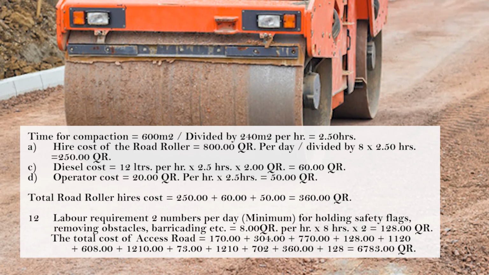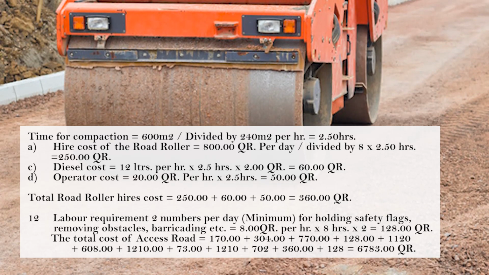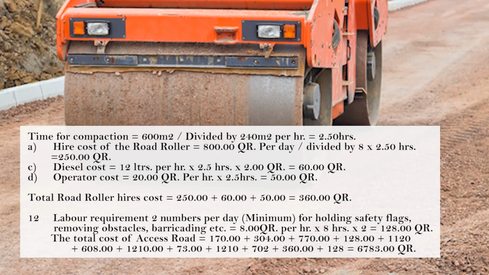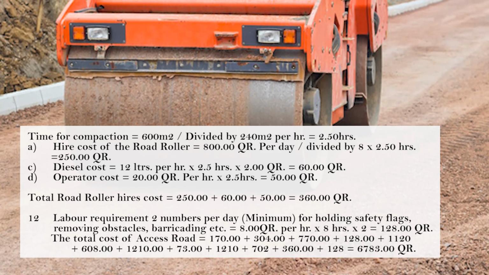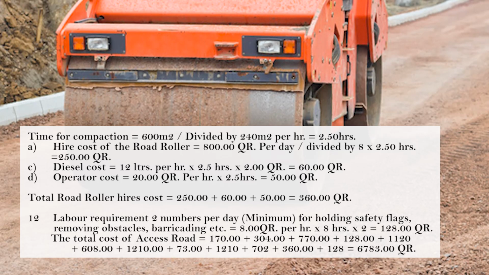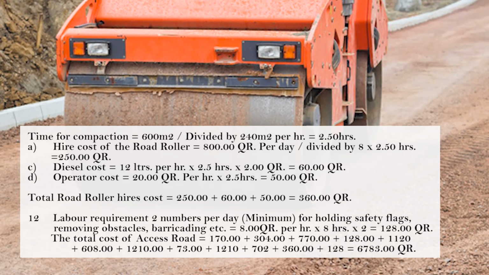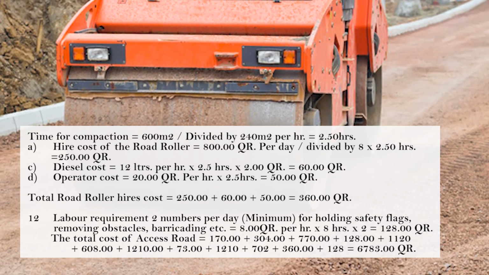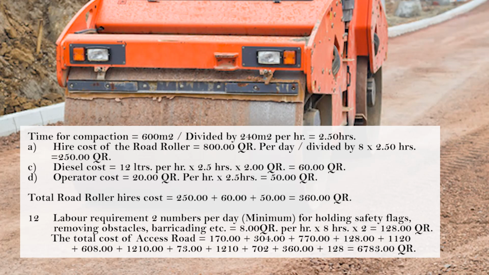The total cost of access road equals 170 plus 304 plus 770 plus 1128 plus 1120 plus 608 plus 1210 plus 73 plus 1210 plus 702 plus 360 plus 128 equals 6,783 Qatar riyals.